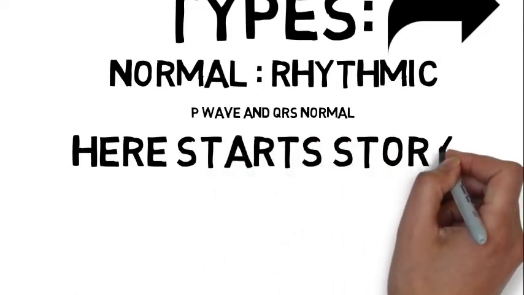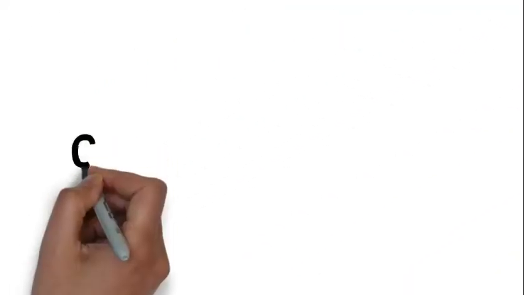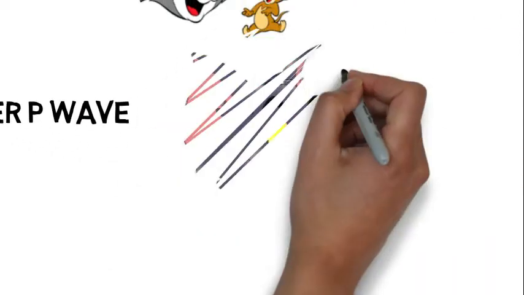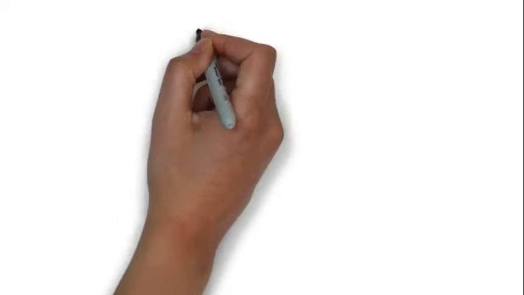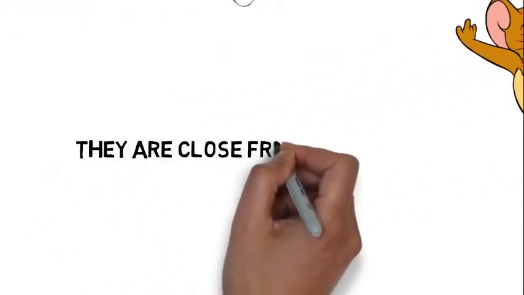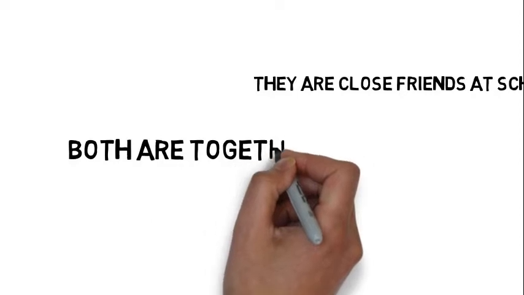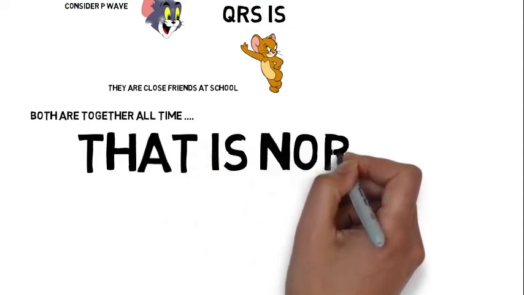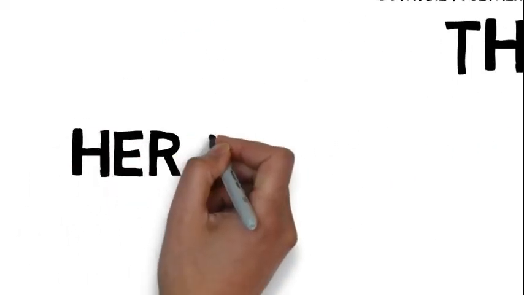So here we can start the story of Tom and Jerry. Are you curious about this? Just consider the P wave of the ECG as Tom, and the QRS complex, the QRS wave, as Jerry. Tom and Jerry are two close friends. That means the P wave and QRS complex always come together in the ECG. They are going to school, and they are always together in school. That is a normal heart rhythm.